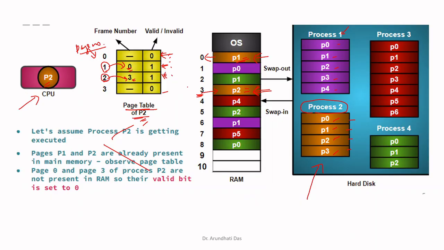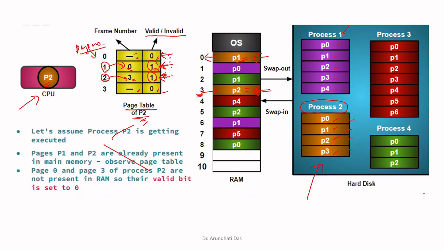And you see very carefully the valid-invalid bit. Because pages 1 and 2 are loaded into frame numbers 0 and 3, the valid-invalid bit is 1 here, whereas the other two pages are still not loaded into main memory. That's why the valid-invalid bit is 0 here. Okay, so that is the importance of the valid-invalid bit. If it is 1, it indicates that the particular page is already loaded into the main memory.